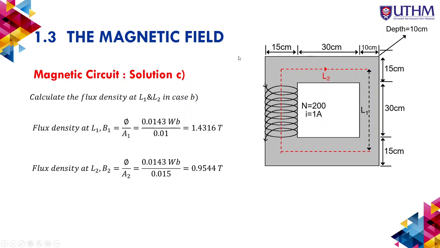So we know that the flux equal to BA. Okay, we already know that. If you want to calculate B1, so B1 A1 is equal to B2 A2. Okay, because the flux is the same. Okay, the flux is the same.